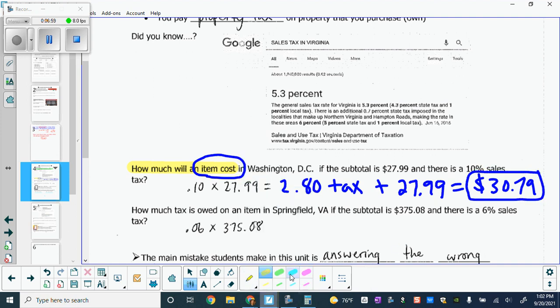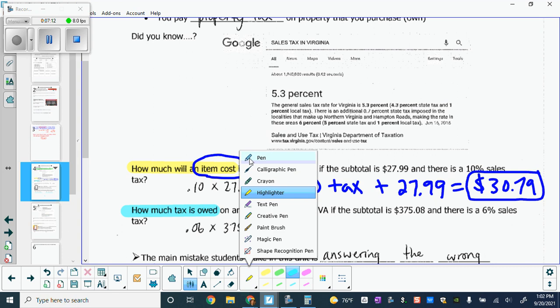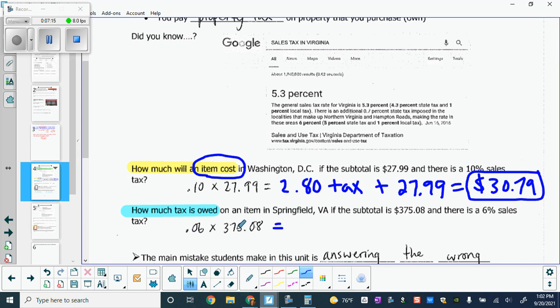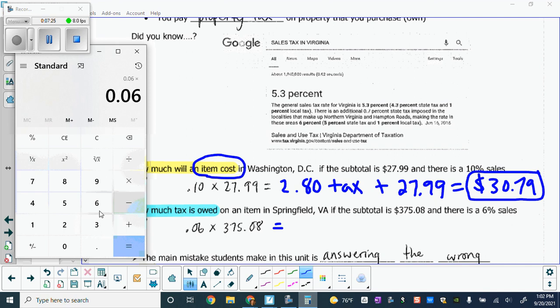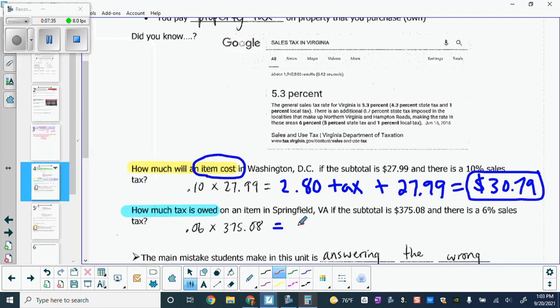All right, now for the next one. How much tax is owed on an item in Springfield if the subtotal is 375.08 and there is a 6% tax? So for this one, you guys can see here, I'm only using 6%. And remember that 6% as a decimal is 0.06. That's a really common mistake I see. Some people want to put in a 0.6. But if we do 0.06, that's 6% of 375.08. All right, and here when I look at the 4, it's not going to change my 50 cents. So this would be taxes 22.50. And since it asks how much tax is owed on an item, and I just figured out the tax right there, I am done with this problem.